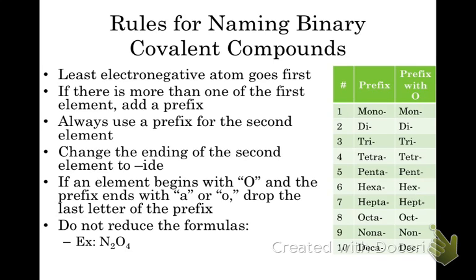And we don't need to reduce down the formulas. So, for example, with this one, I wouldn't reduce this down to NO2 like I would for an ionic compound. I would keep it N2O4.